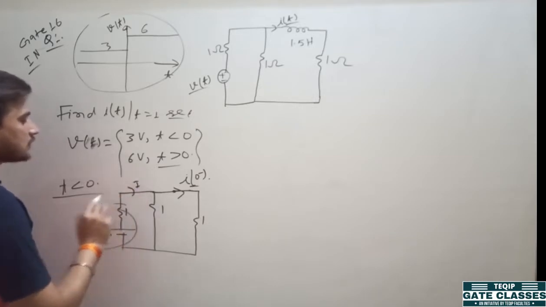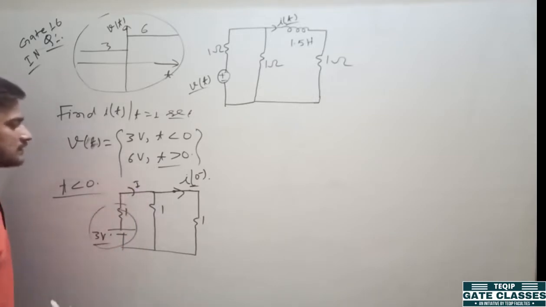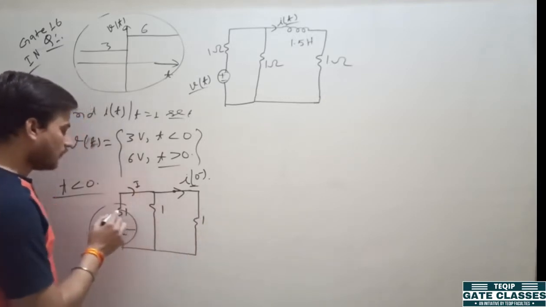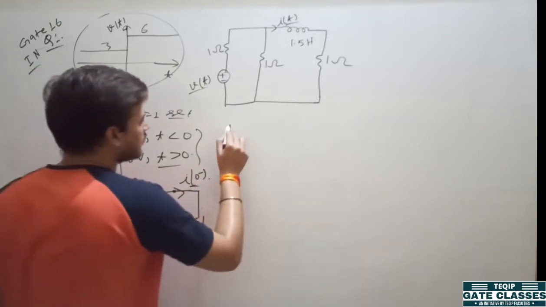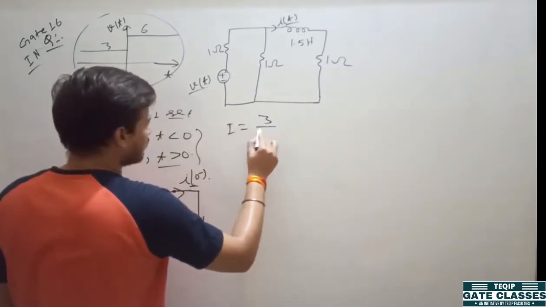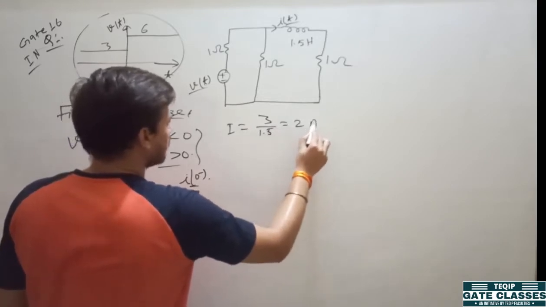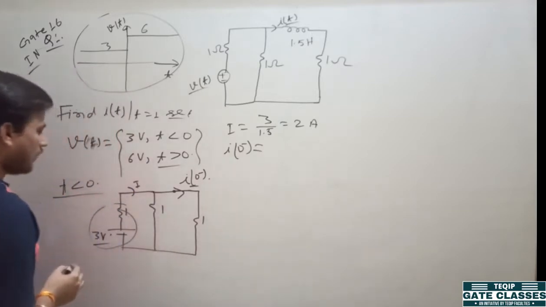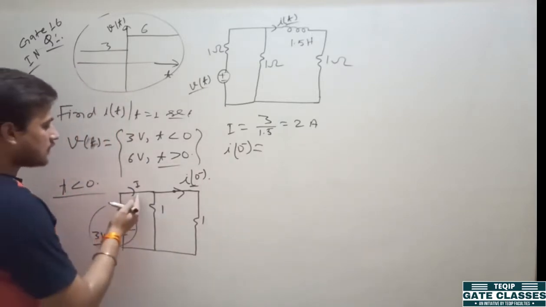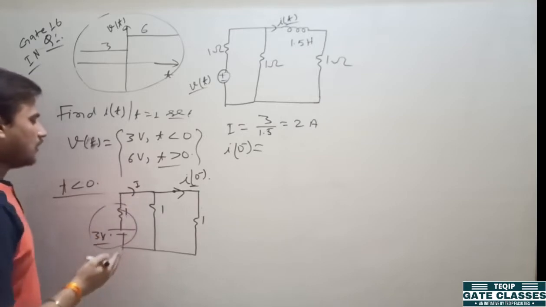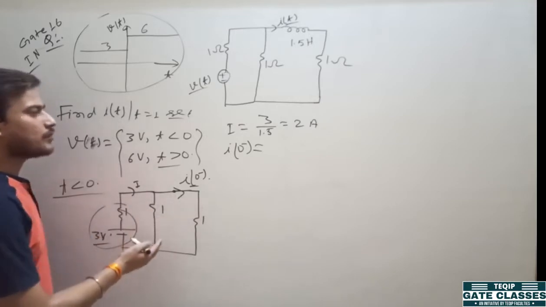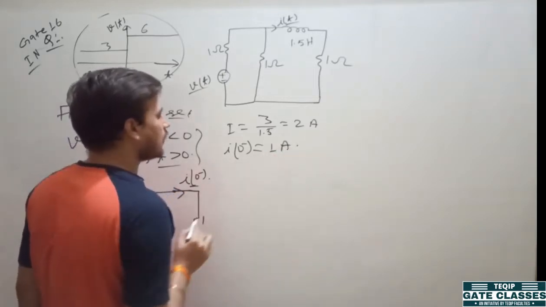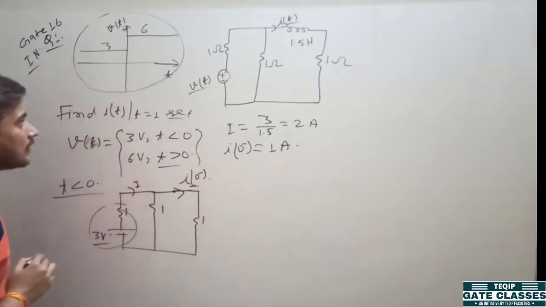Suppose this current is capital I. The 1 ohm resistors in parallel give 0.5, plus 1 ohm in series, total 1.5. So we write I equal to 3 divided by 1.5, that means 2 ampere. Now this 2 ampere current will be divided into two parallel branches, so 1 ampere current will flow through this one. I0 minus will be 1 ampere.